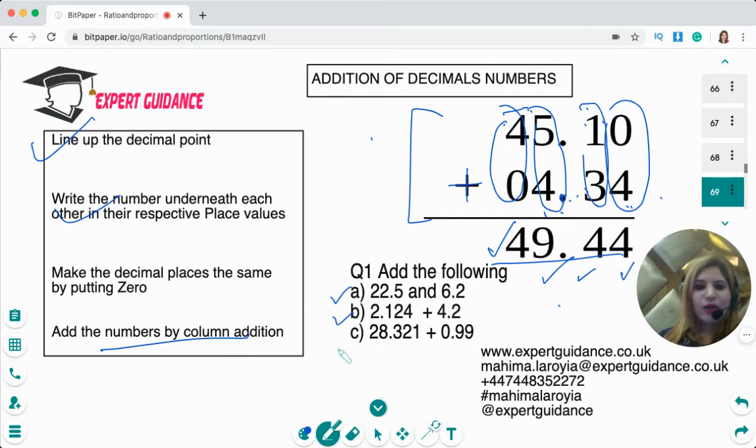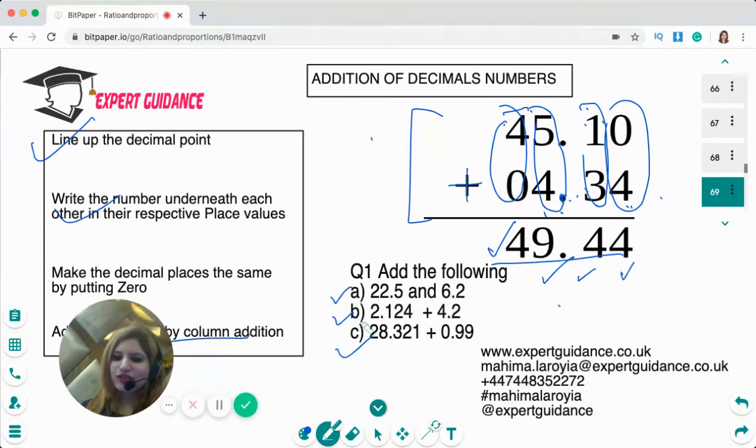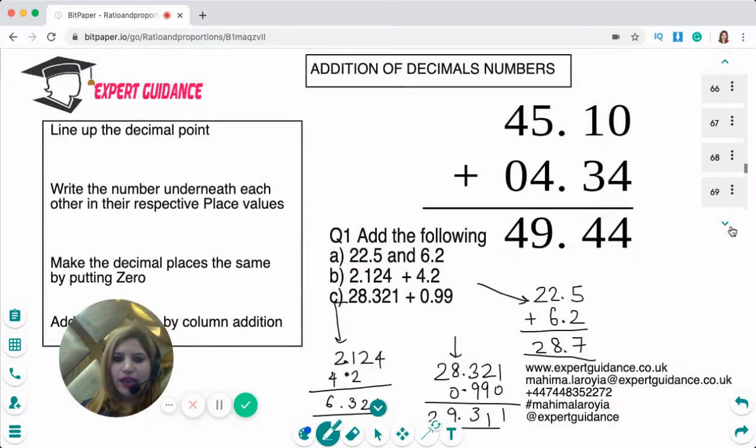Now have a go at these questions, pause the video, try them, and come back to check the answer. Okay, so 22.5 and 6.2, I'll line up my decimal point. 22.5, 6.2, now add by column addition. So 28.7 is the answer.